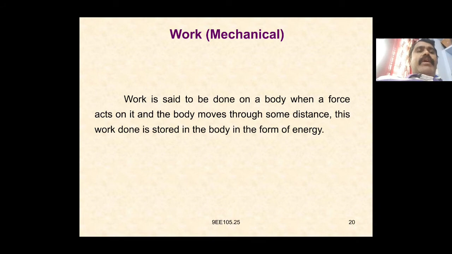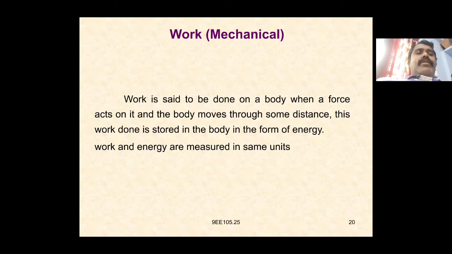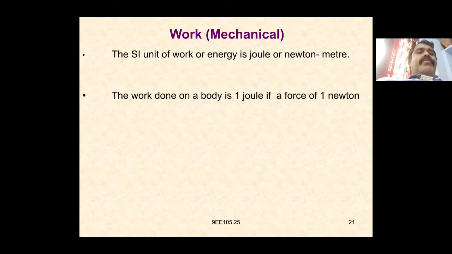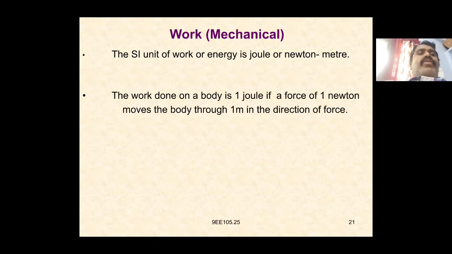So in other words, work is said to be done on a body to move the body through some distance here. This work done is stored in the body in the form of energy. Work and energy are measured in the same units, which can be joules or calories. The same unit of work or energy is joules or Newton meters. Work done on a body is 1 joule if a force of 1 Newton moves the body through 1 meter in the direction of the force.